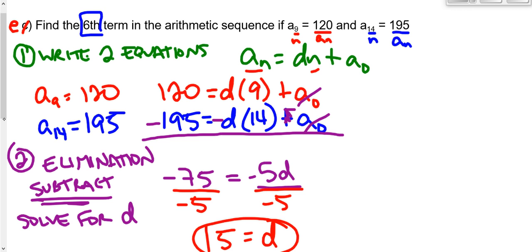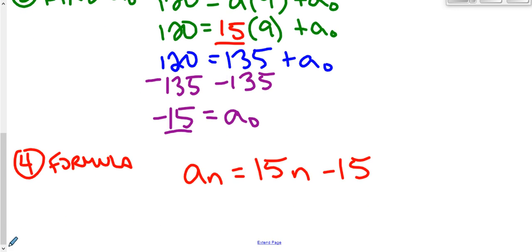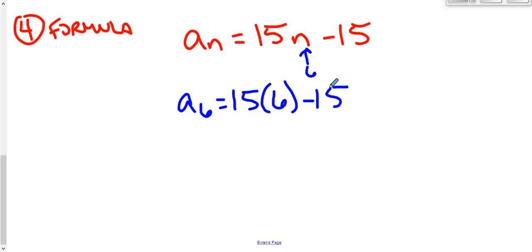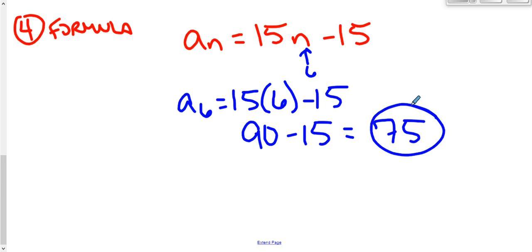So we're going to use the equation we just wrote and plug in the number 6 for n. So let's go ahead and do that. We're ready to find our final answer. So a sub 6 is going to be 15 times 6 minus 15, which is going to be 90 minus 15, which is the number 75. So a sub 6 is 75.